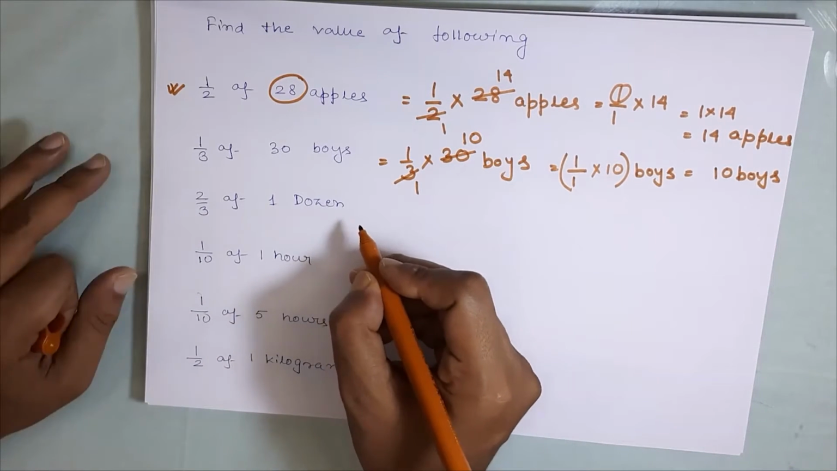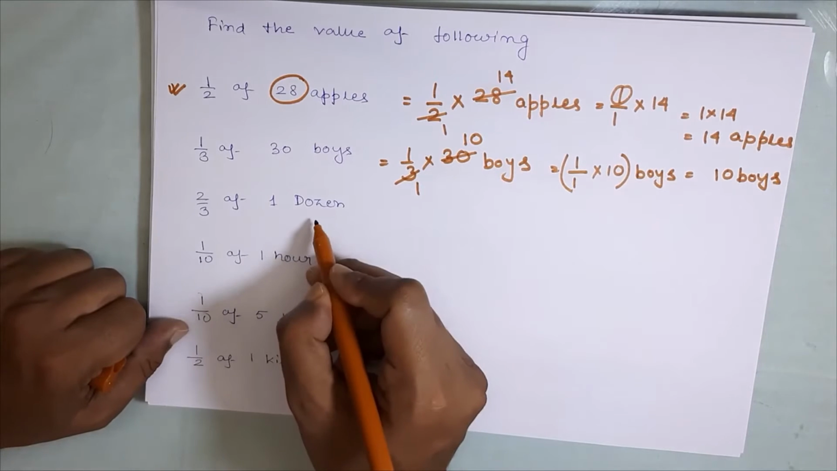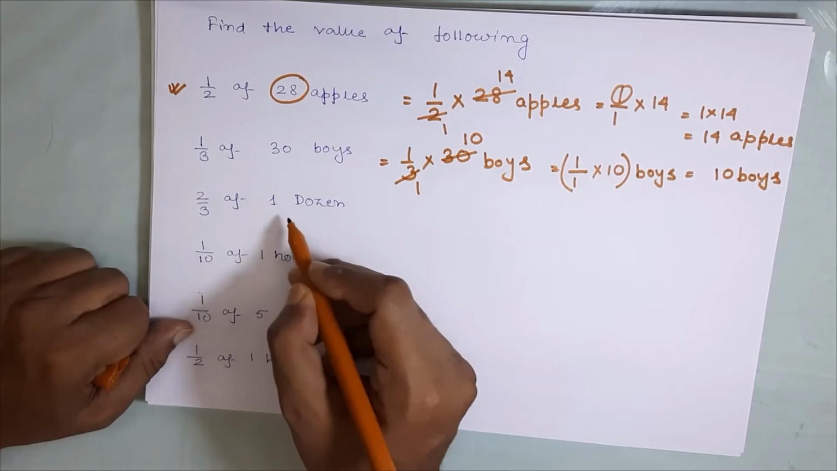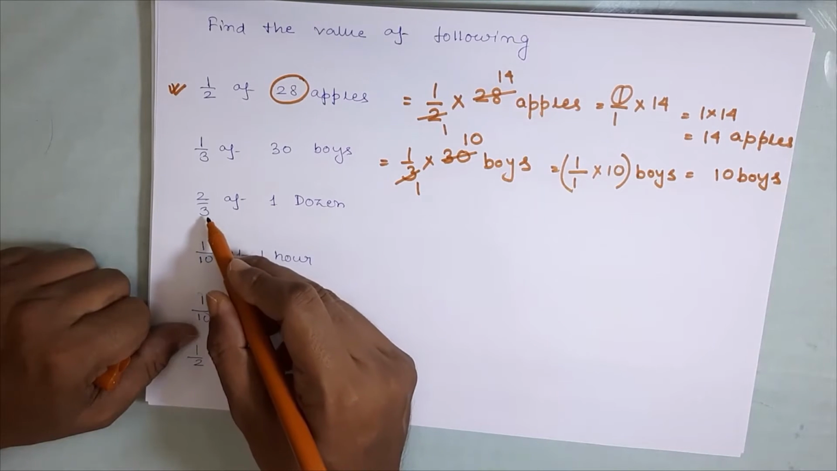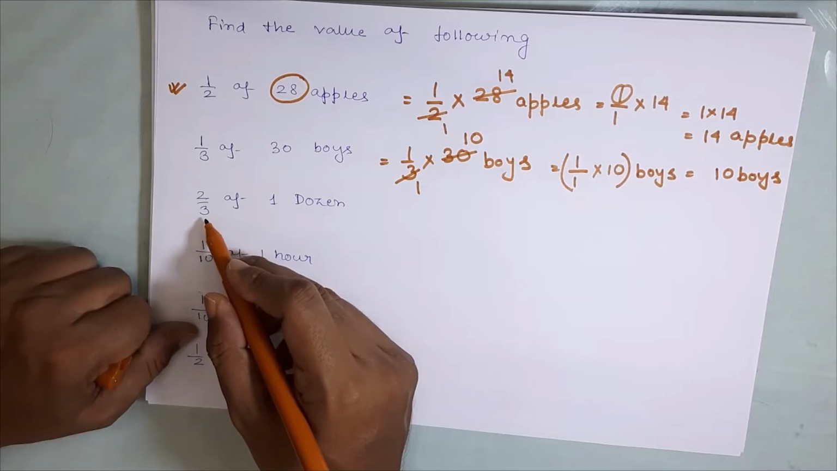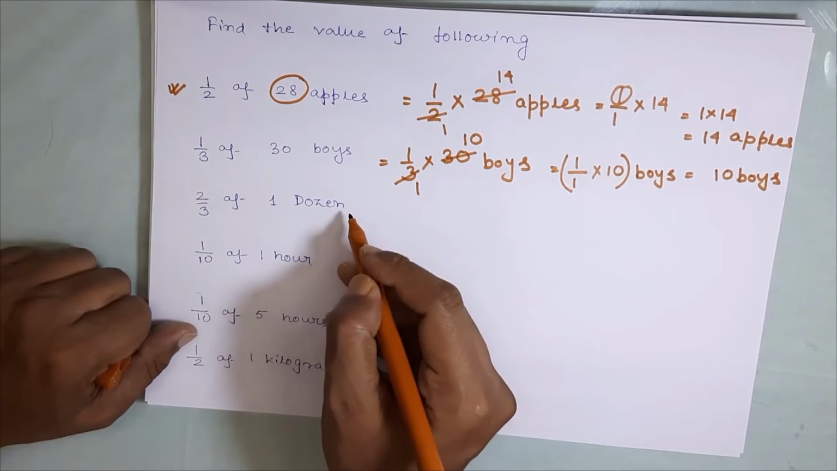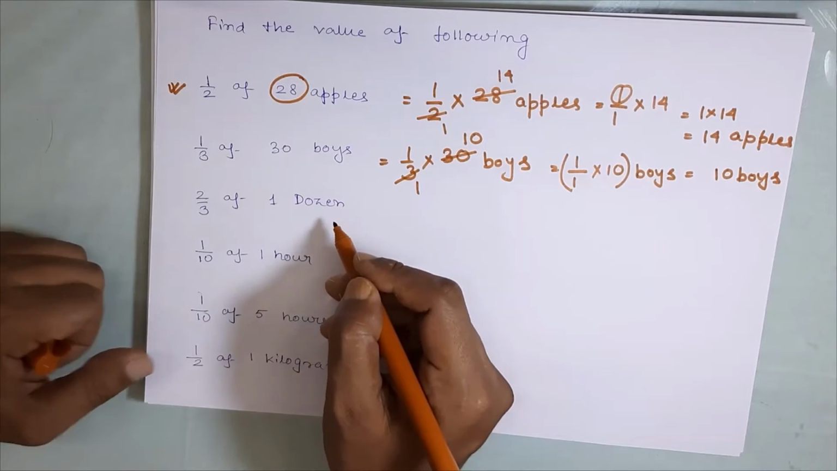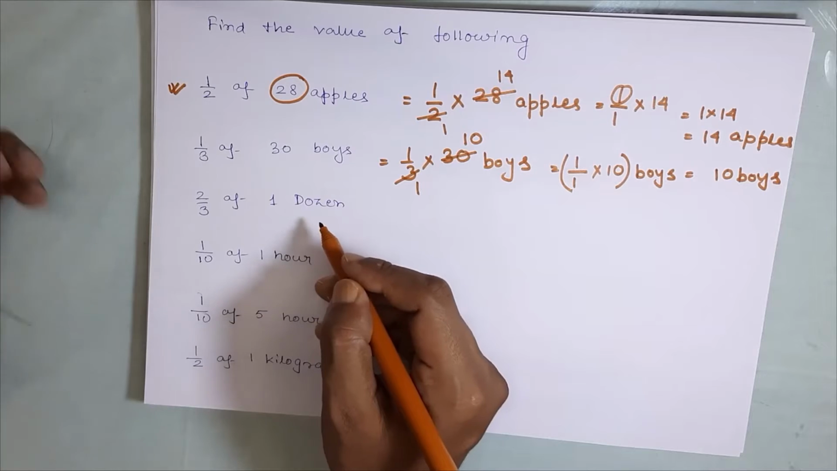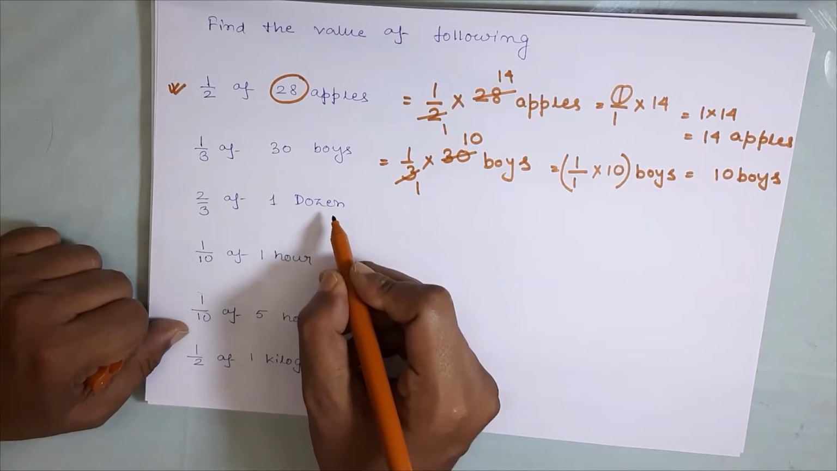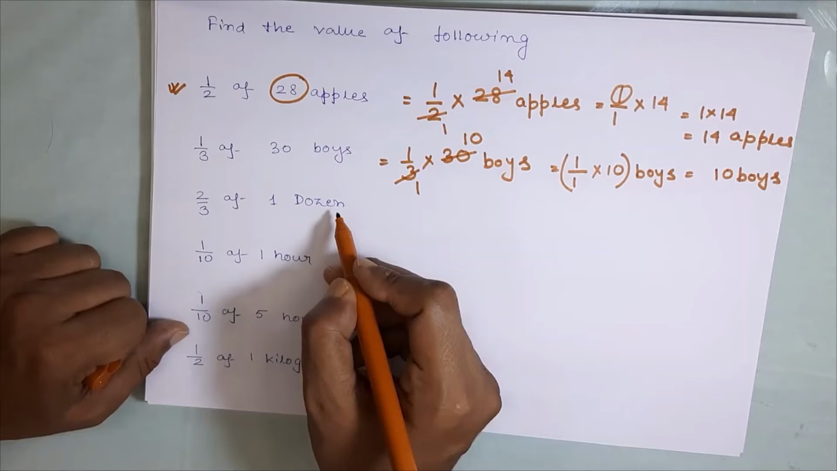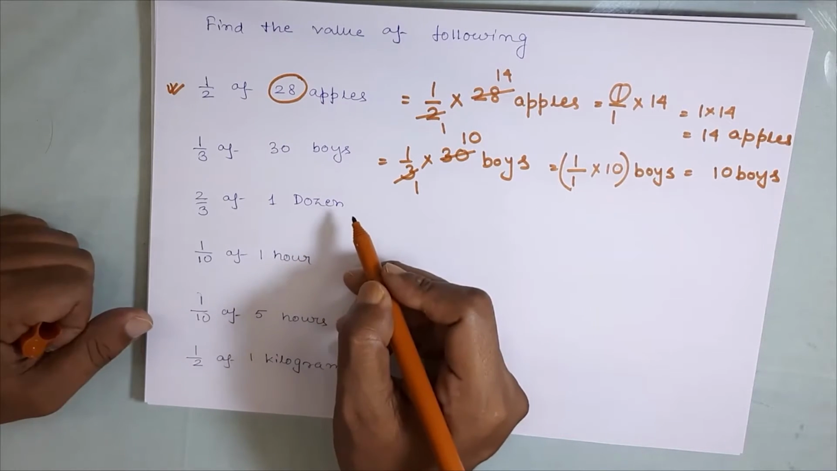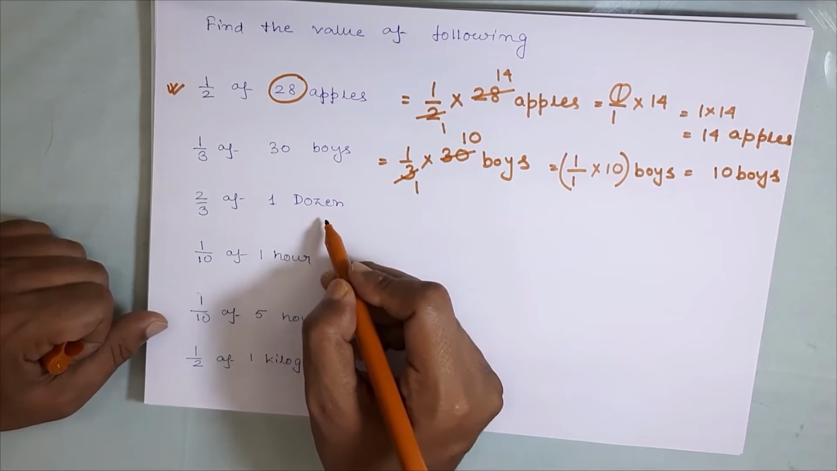Let us see 2 by 3 of 1 dozen. Now 1 dozen is your whole, but you know it is 1, and 1 cannot be divided by 3. Here 3 is your denominator. So how do we do it? We know 1 dozen is equivalent to 12 in number, whatever the thing is, 1 dozen bananas, 1 dozen balls, 1 dozen candies. But here, as 1 dozen is not divisible by 3, we will change it to the bigger quantity equivalent to 1 dozen, which is 12 in number.